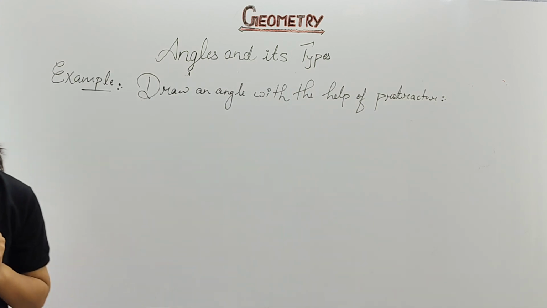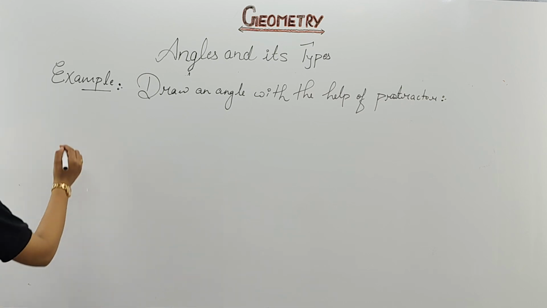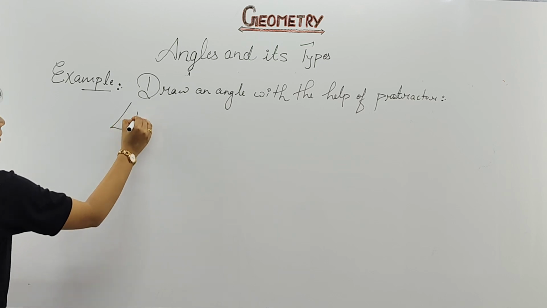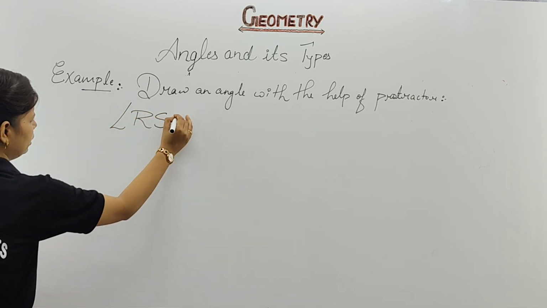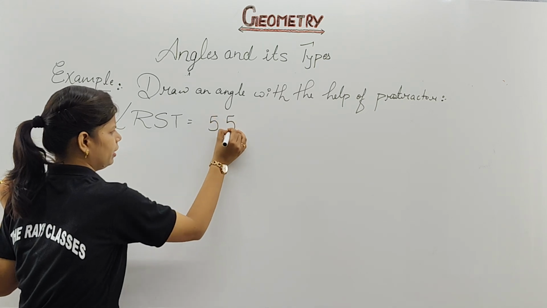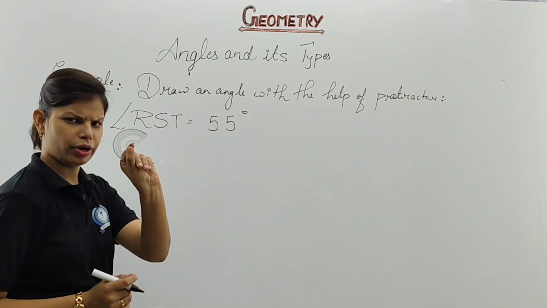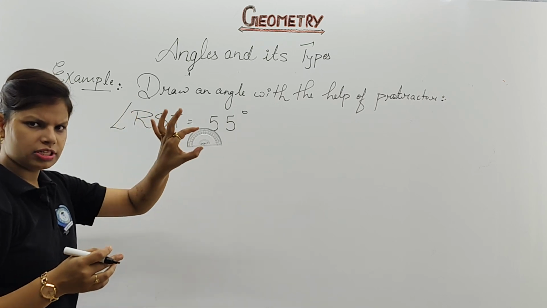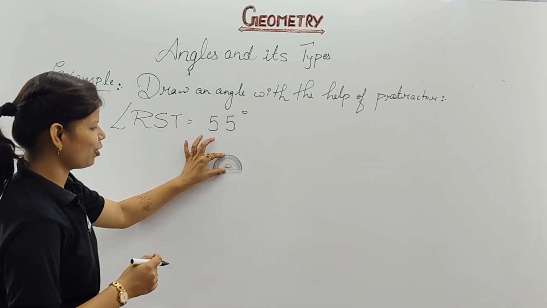So let's take an example. Your question is given as an example: angle RST equal to 55 degrees. Since I have a very small protractor, I hope it is visible from far to you. Visible, no? Okay. So I am putting my small protractor here.